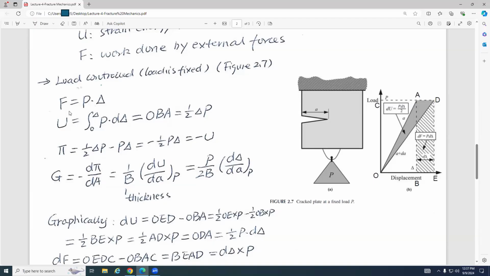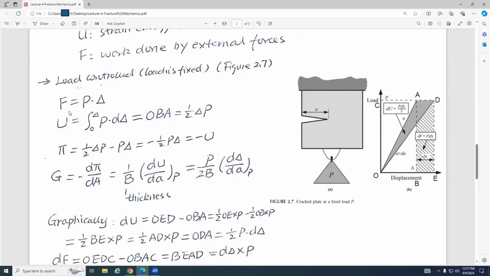dΠ/dA, you can see, and A equals lowercase a multiplied by B. Where is the factor 2? Because here this is the edge crack. You understand that? Some students might ask: in the previous equations you said capital A equals 2 lowercase a multiplied by B. And here, where is the factor 2?